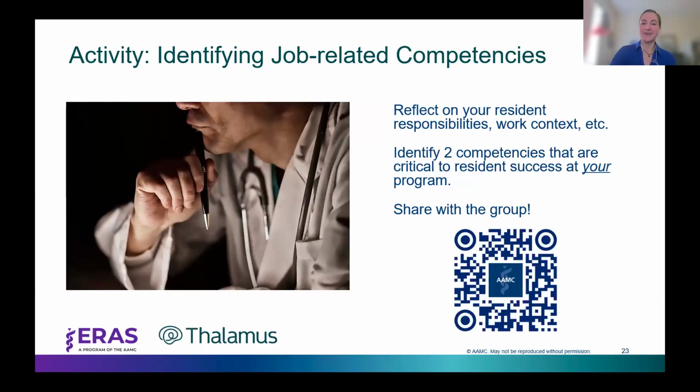Okay, now you try it. So reflect on your responsibilities, work context, or other things for your residents at your program. Use the QR code or link provided and identify 2 competencies critical to resident success at your program, and some reasons why you consider each one to be important. I'll give people a couple of minutes to complete, and then we'll review what people wrote in.